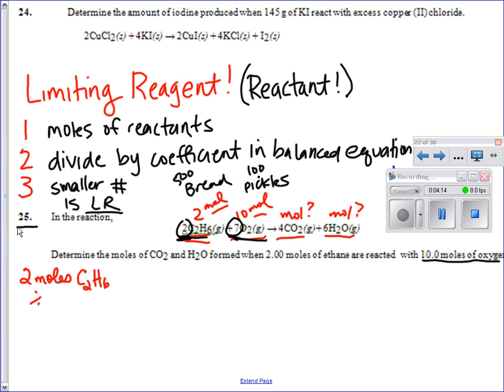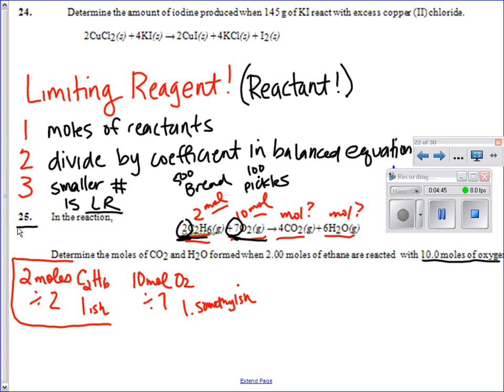What's my coefficient of ethane? 2. So I get 1. And I'm just going to write 1-ish because, again, this number is not a number I'm going to use. And then I have 10 moles of O2 divided by 7. What is that? 1 point something-ish, right? I don't care what it is. 1 point something-ish. So I know that's bigger than this. So what does that make this?